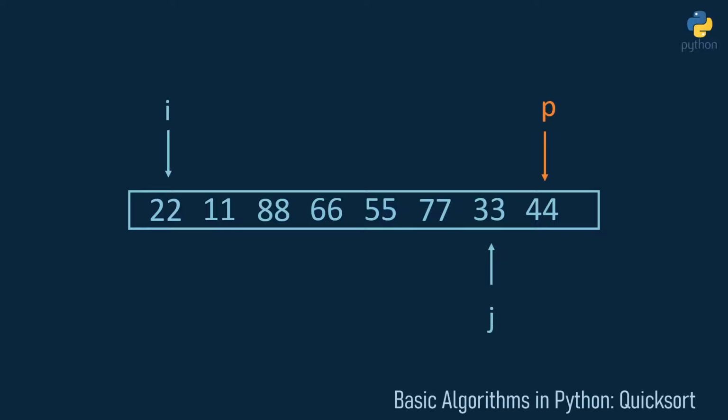Let's start with i. i looks for an element that is bigger than 44. So 22 is not bigger than 44. 11 is not bigger than 44. But 88 is bigger than 44. So now it's j's turn to look for an element that is less than 44. j in this case just does nothing because 33 is already less than 44. And now we swap the element at index i with the element at index j.